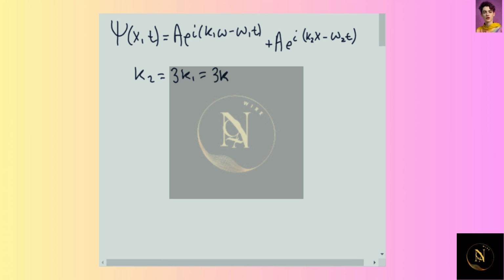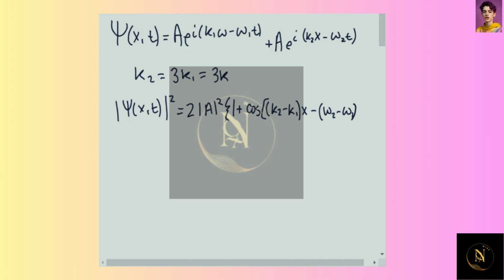The probability distribution function, which is the absolute value of psi of x, t squared, is given in example 40.1. And that is given as 2 times the absolute value of A squared times 1 plus cosine of (k2 minus k1) x minus (omega 2 minus omega 1) times t.